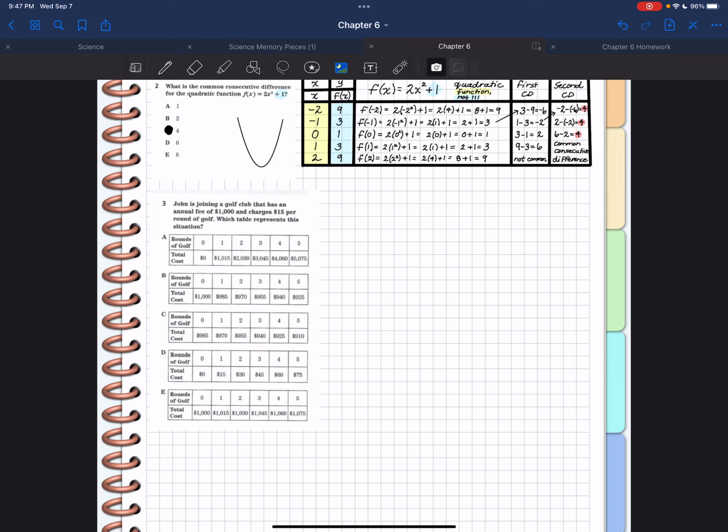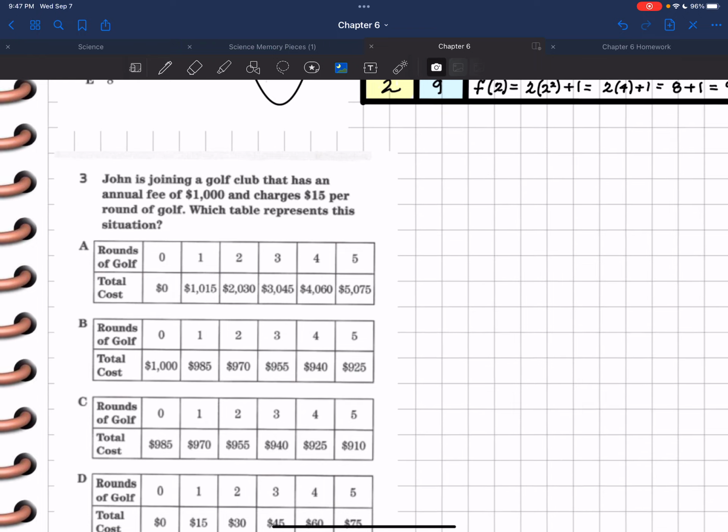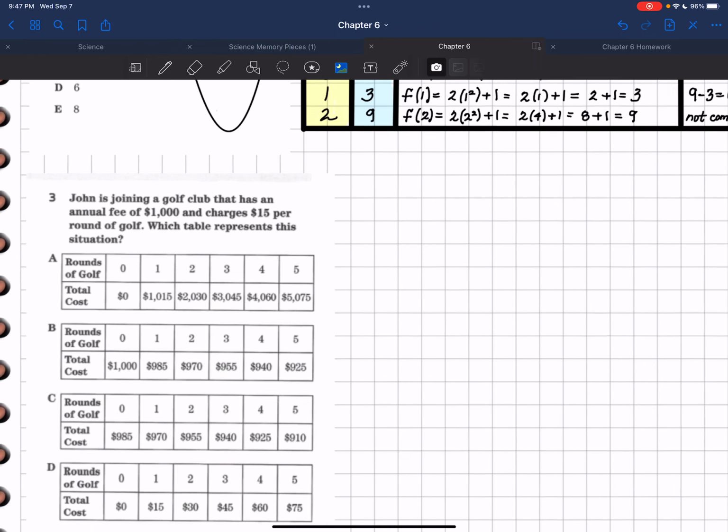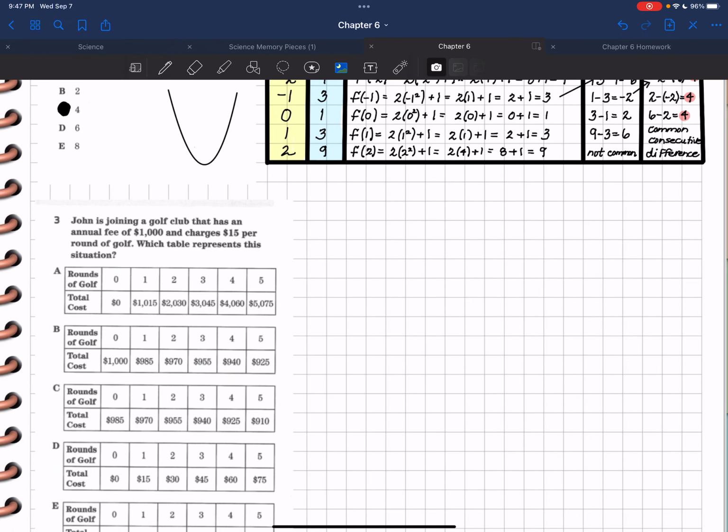All right. John is joining a golf club that has an annual fee of $1,000. That's pretty steep. And charges $15 per round of golf. Which table represents this situation?